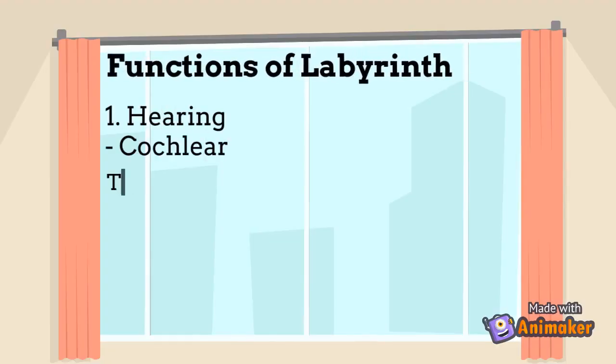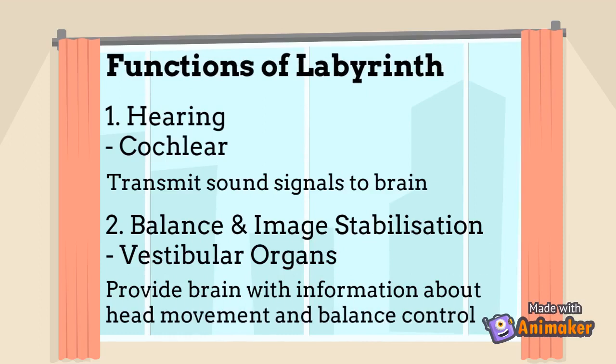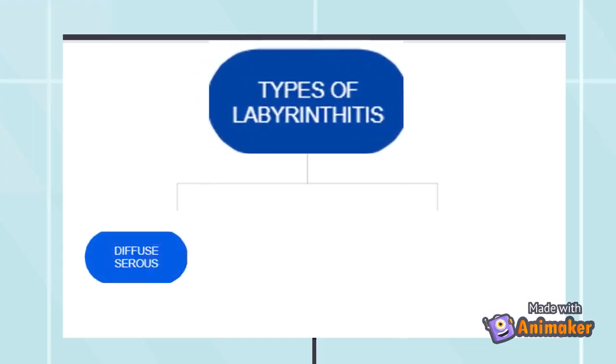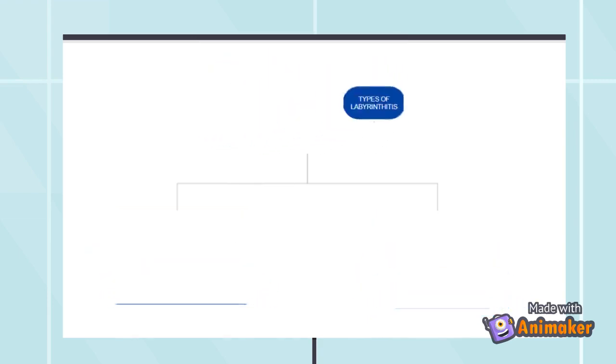What are the functions of the labyrinth? It is for hearing, carried out by the cochlea, as well as for balance and image stabilization by the vestibular organs. There are two types of labyrinthitis: diffuse serous and diffuse suppurative.